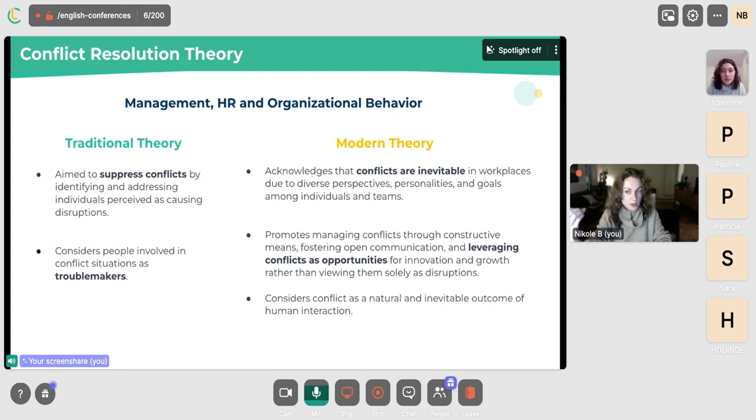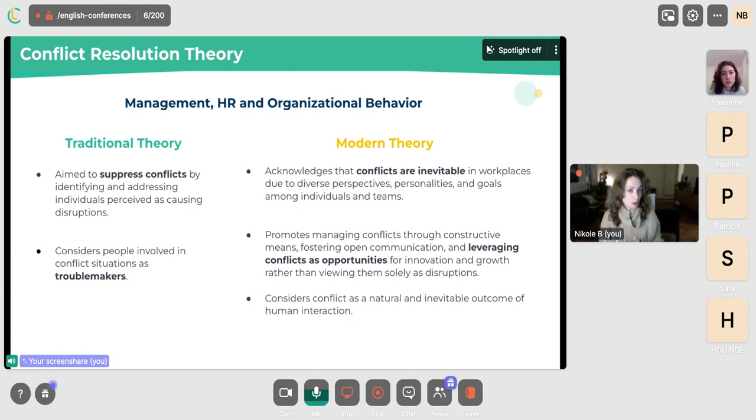Traditional theory basically looks at suppressing conflict. The idea behind it is that people who come into conflict in an organization are causing disruption. It considers these people to be what you would call troublemakers. It's often looked at in a negative light. Modern theory, on the other hand, looks at conflict as something that you can't avoid.